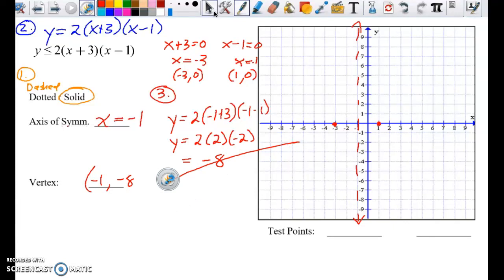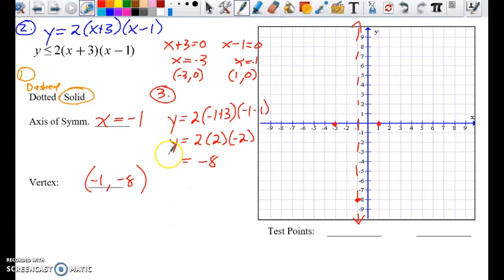I don't know why that's there. I'm going to move that out of my way quick. Take that little pen stroke away also. I don't know why it's not going away, but I'll just erase it. So (-1, -8) is going to be my vertex. I'll go ahead and just plot that on my graph.